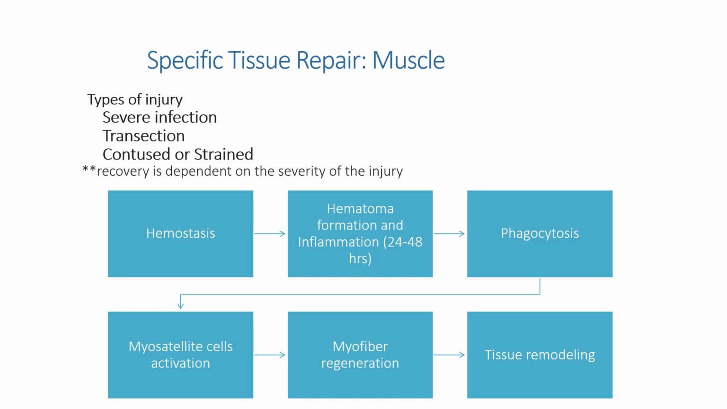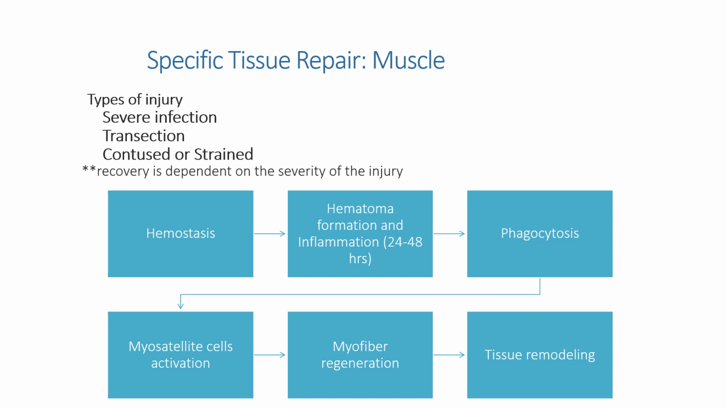Stages of muscle healing include hemostasis, which is the immediate response to injury involving blood clotting to stop bleeding. Hematoma formation and inflammation, which usually occurs between 24 and 48 hours. This is the accumulation of blood at the injury site, leads to inflammation, and is characterized by swelling, pain, and heat.